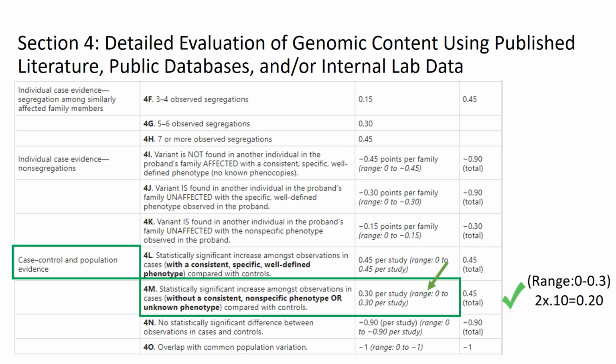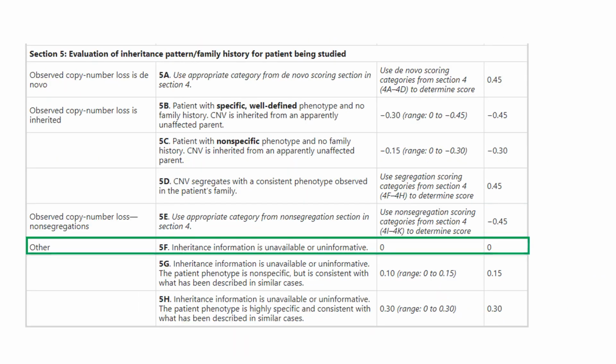Coming back to the metric, for a deletion with a nonspecific phenotype, a maximum 0.3 points per study could be assigned. But given the nominal significance estimates, we want to utilize the range of scores to downgrade the value of each of these studies. Here, I gave each study 0.1 points for a total of 0.2. Finally, in Section 5 of the metric, we could consider the inheritance pattern for the deletion in our case, but here it is unknown, so no points could be assigned.